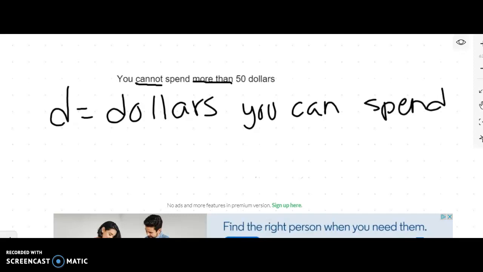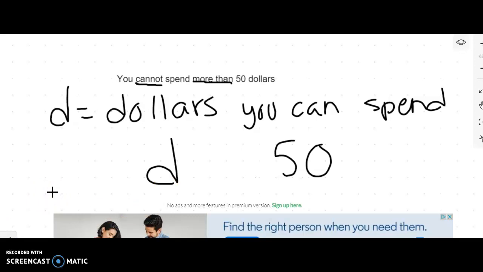So your parent gives you $50. You go to the store. Think about it. Can you spend more than $50? Can you spend exactly $50? Write your inequality. What's going to go in the middle here?